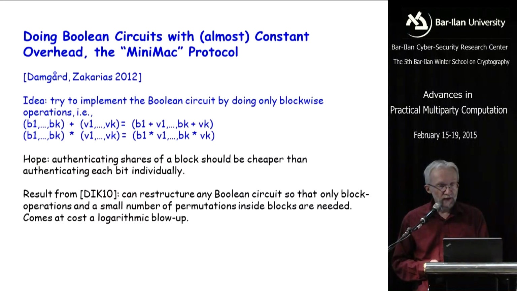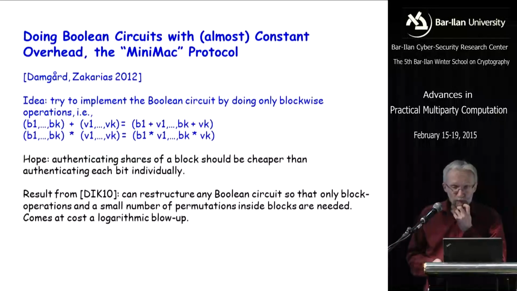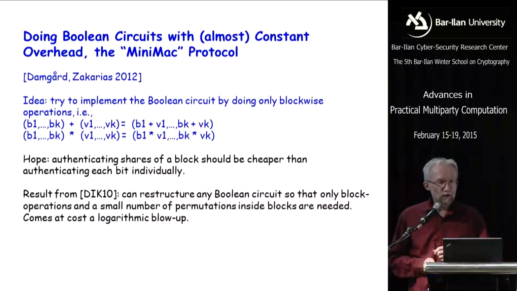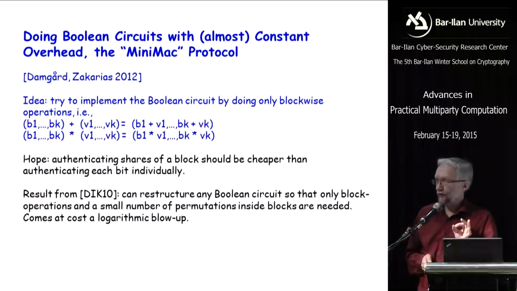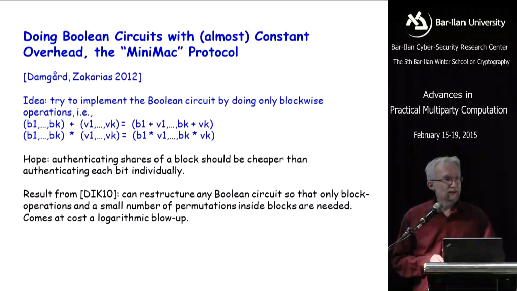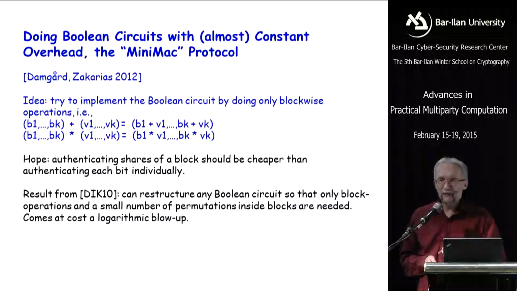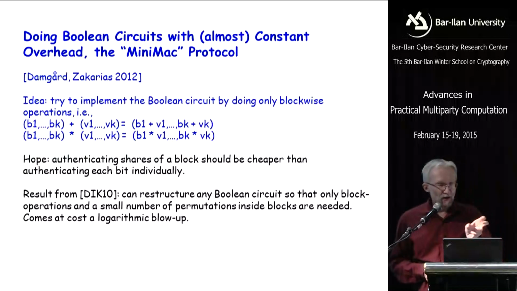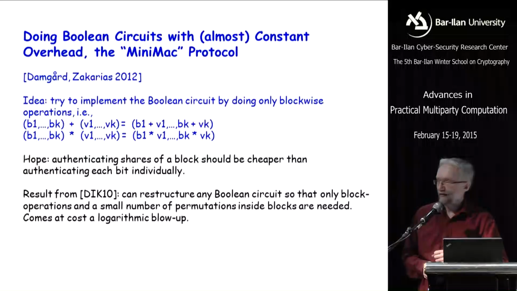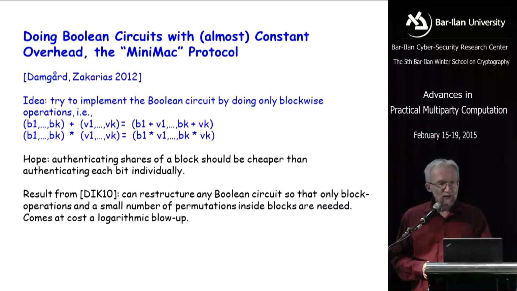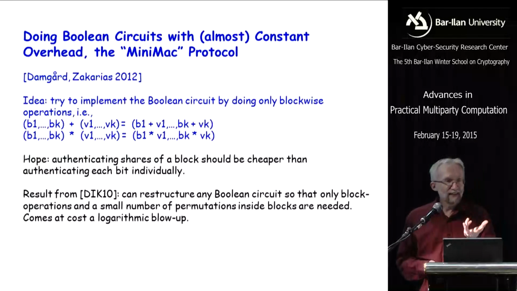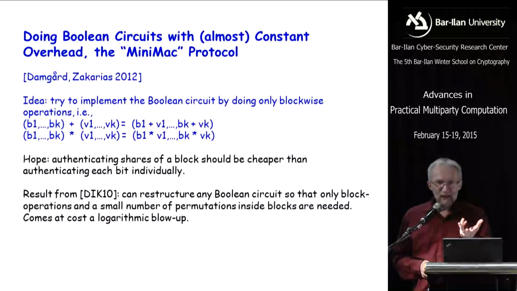And the idea is to say, well, you can actually do Boolean circuits and small field circuits with almost constant overhead. This is what was known as the Minimac protocol, the nickname. And the idea is that if we could do the Boolean circuit by doing only blockwise operations, say taking a block of k bits and adding it to another block of k bits, or taking a vector of k bits and multiplying it component-wise with another vector, then these blocks would be our data unit. And hopefully it might be cheaper to authenticate such a block than it would be to authenticate a single bit.